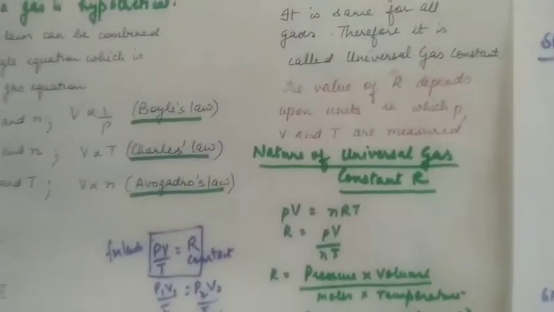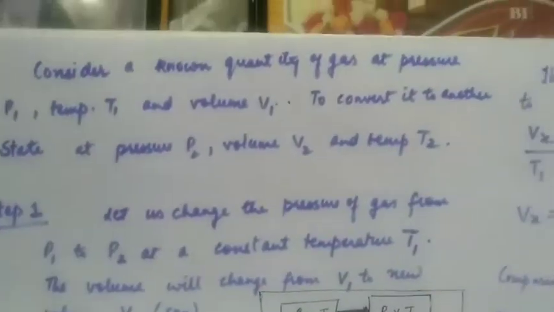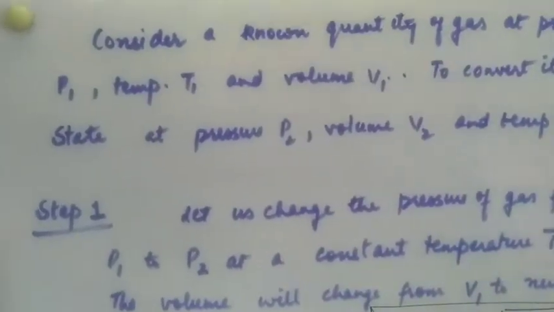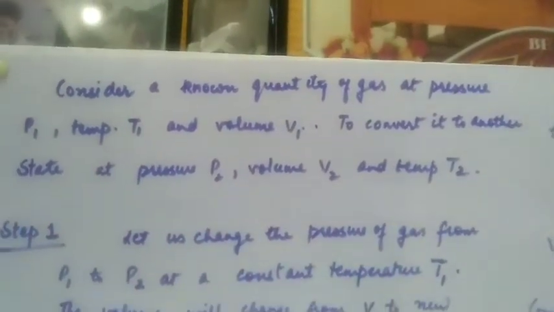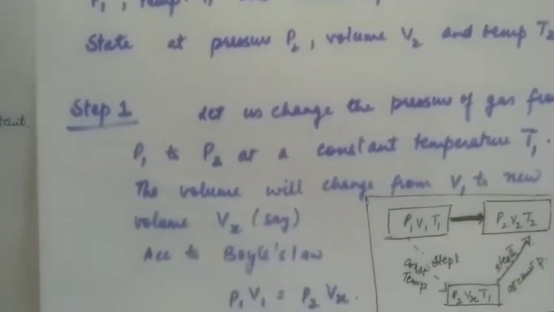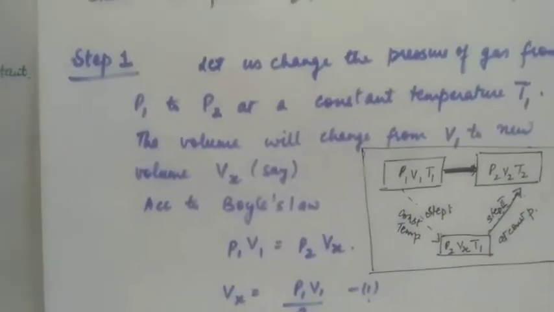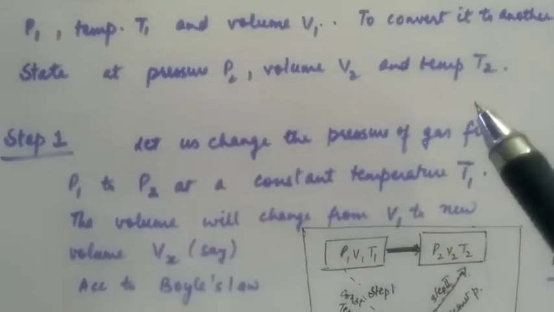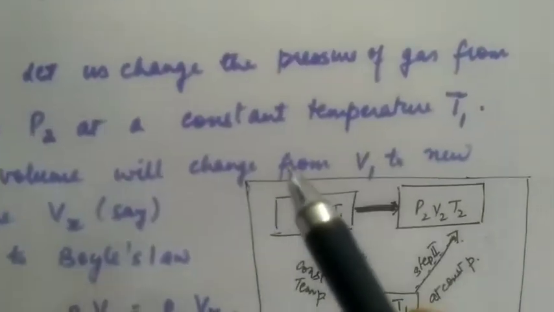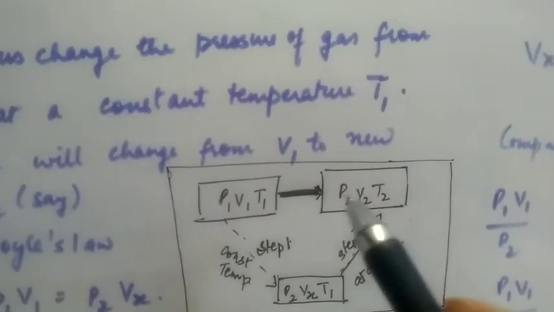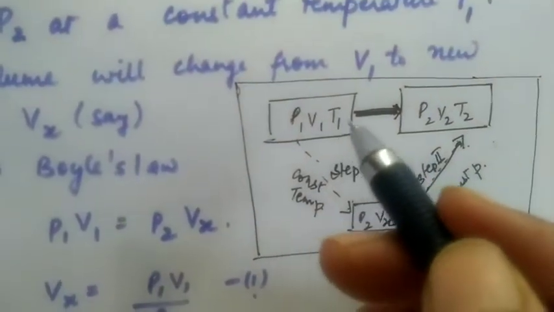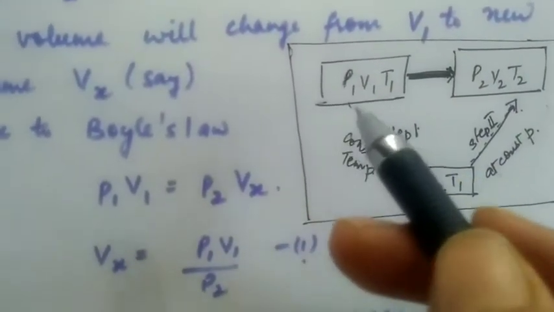We can arrive at this equation in another manner. For this, consider a known quantity of gas at pressure P1, temperature T1 and volume V1. To convert it to another state at pressure P2, volume V2 and temperature T2, we can follow these two steps. Step 1, we will change the pressure of the gas from P1 to P2 at constant temperature. So we want to convert a gas at P1 V1 T1 to P2 V2 T2. In step 1, we will keep the temperature constant at T1 and we will change the pressure from P1 to P2.